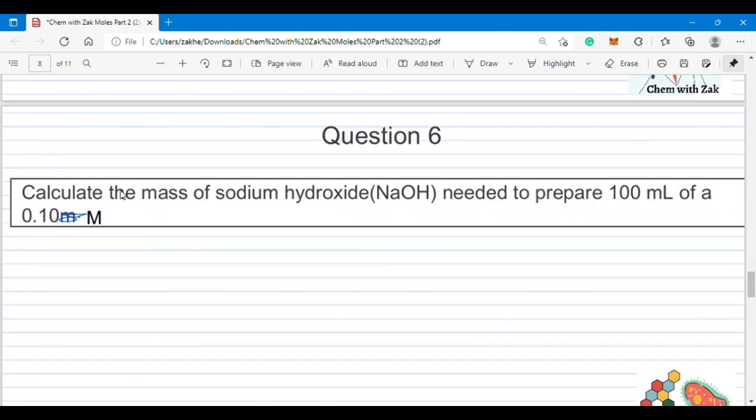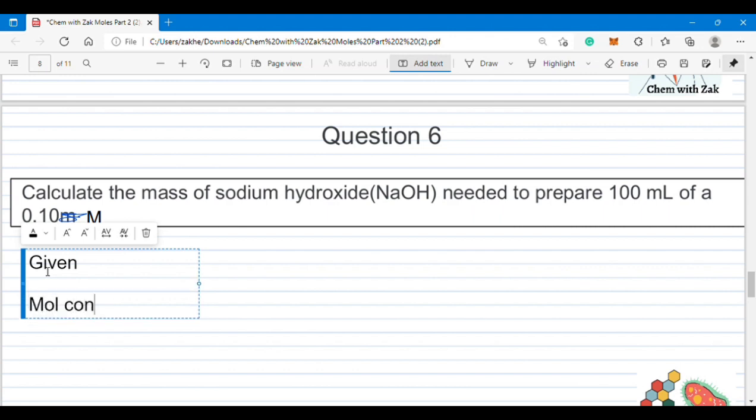So for question 6, it had asked us to calculate the mass of sodium hydroxide needed to prepare 100 milliliter of 0.1 molar concentration of sodium hydroxide. So from the question, we are given the volume and the mole concentration, which is 0.1 M, and the volume, which is 100 times 10 to the negative 3 liters.